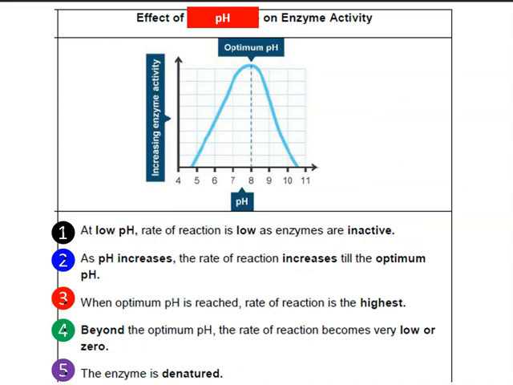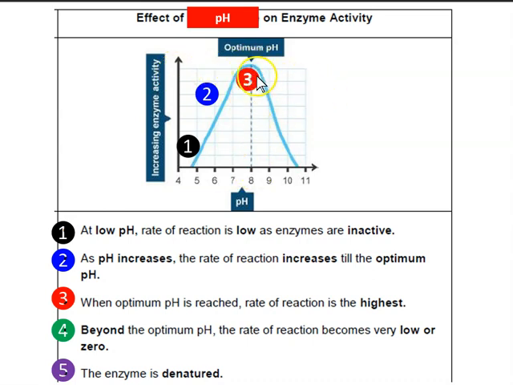Okay, so let's interpret the graph together. At number 1, the pH is very low, so the enzymes are inactive. As the pH starts to increase, you notice that the rate of reaction also increases until the optimum pH, which is number 3. That is when the enzymes are the most active. That is why your enzyme activity is the highest here in the graph.